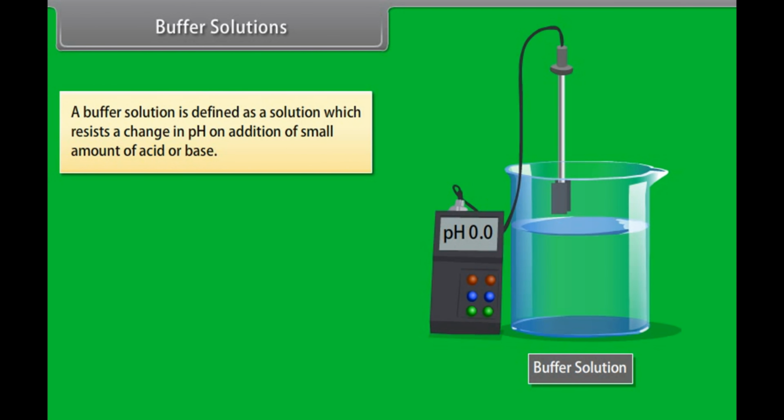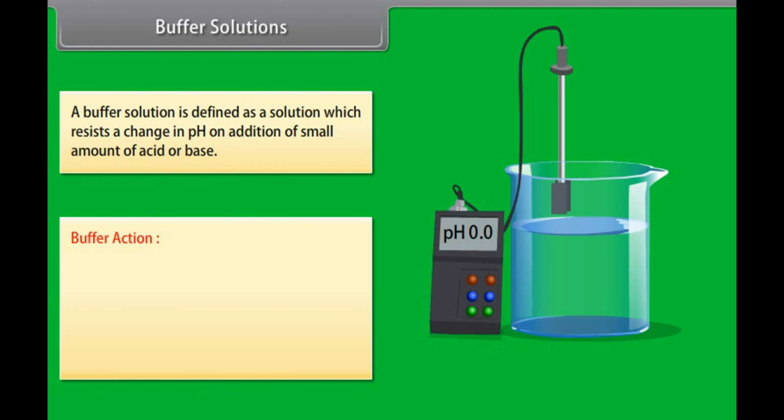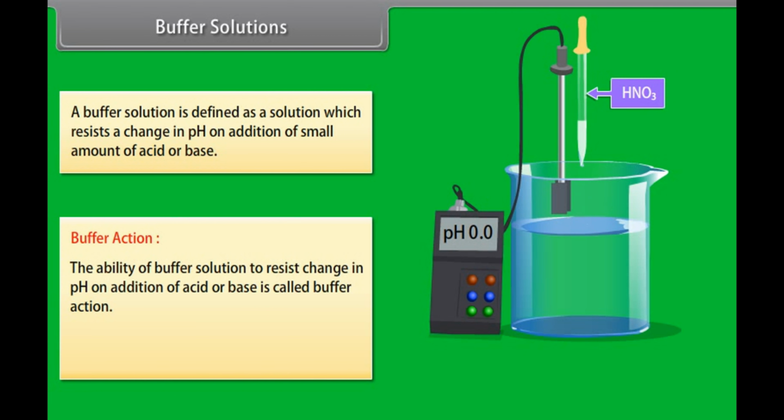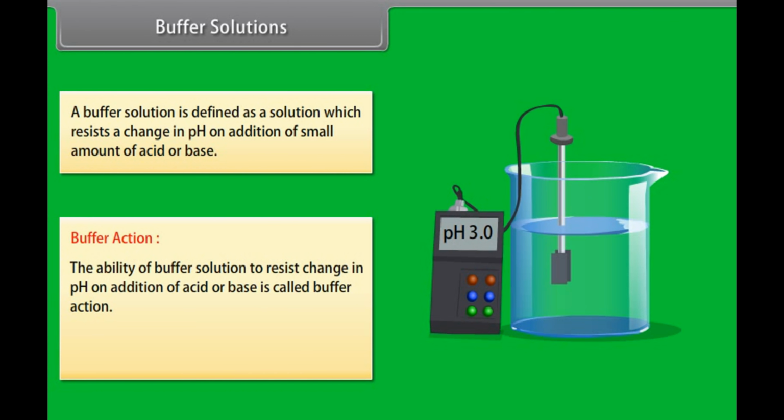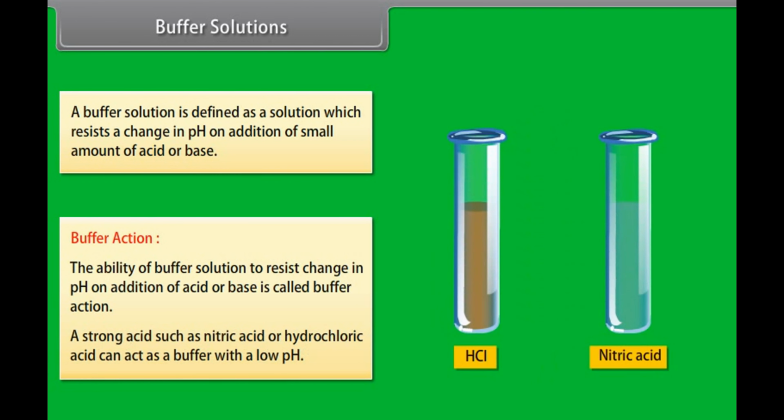Buffer solutions. A buffer solution is defined as a solution which resists a change in pH on addition of a small amount of acid or base. Buffer action: the ability of a buffer solution to resist change in pH on addition of acid or base is called buffer action. A strong acid such as nitric acid or hydrochloric acid can act as a buffer with a low pH.